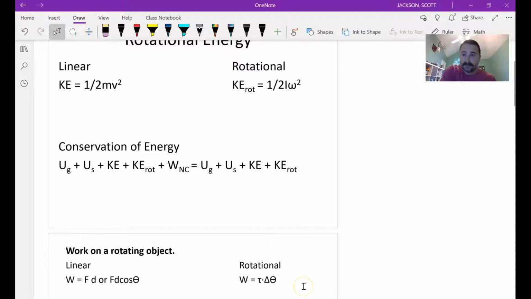All right, we're almost done with rotation. Rotational energy here now, and then momentum would be next week, and then you guys have seen everything that would be tested for the year.